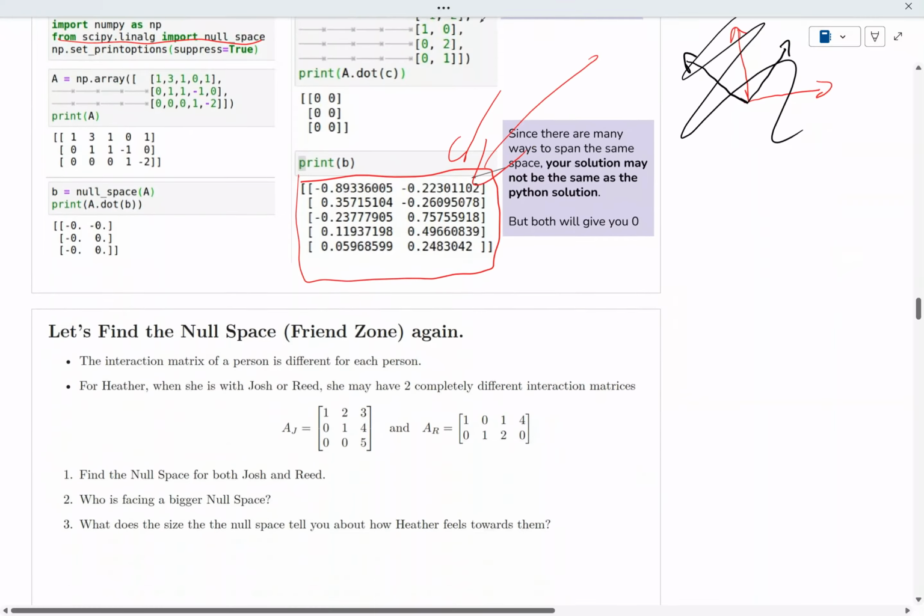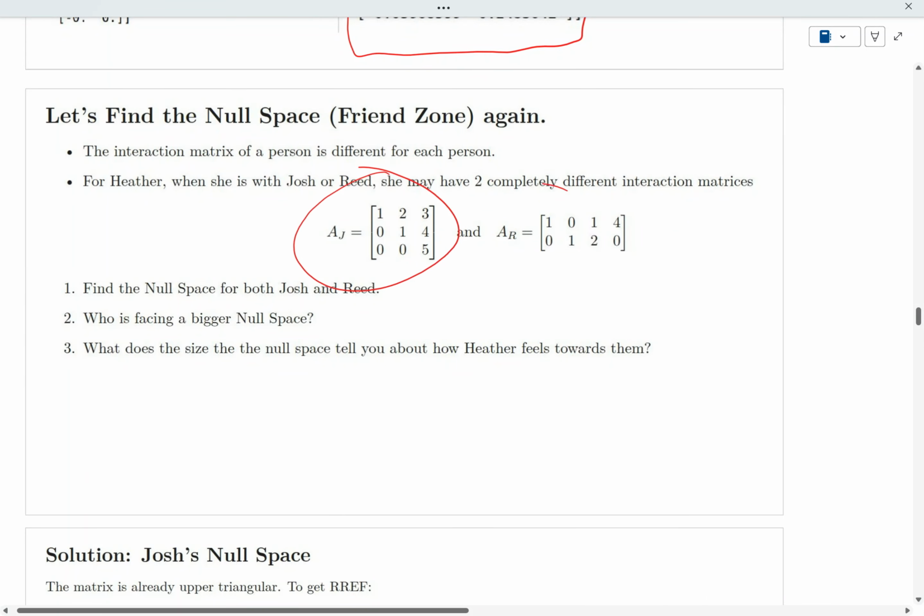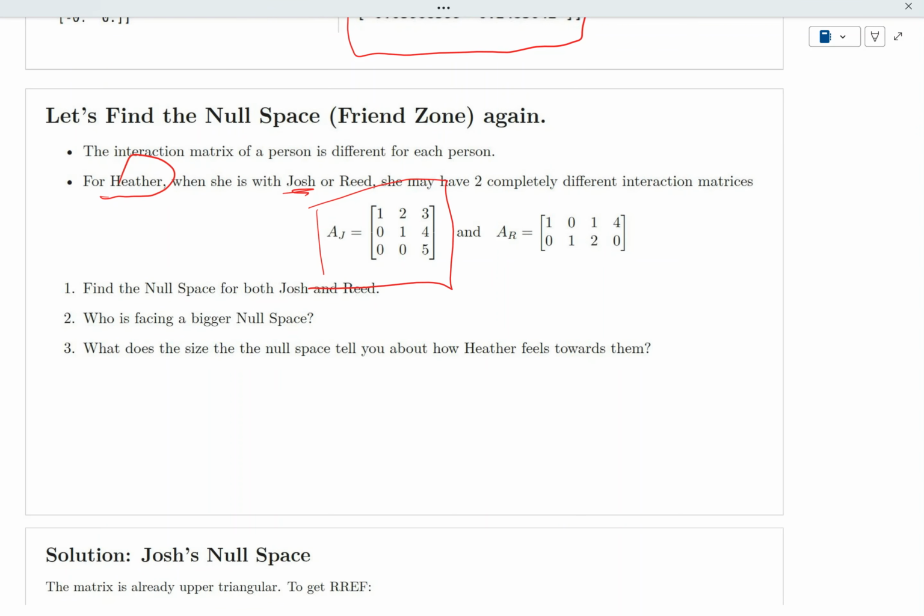All right, so given this, let's see if you can find a null space again, given these two. So let's say the interaction is different. Heather, when she sees Josh, this is the space she feels. And when she sees Reed, this is the space. So based on these two matrices, see if you can find a null space for both of them. And then you can say, okay, who is facing the bigger null space?